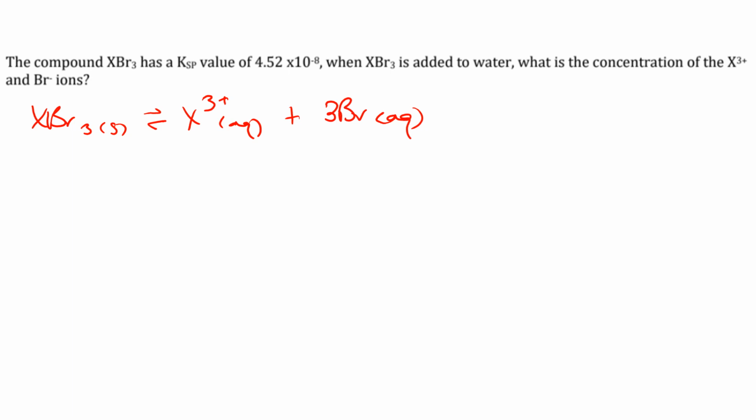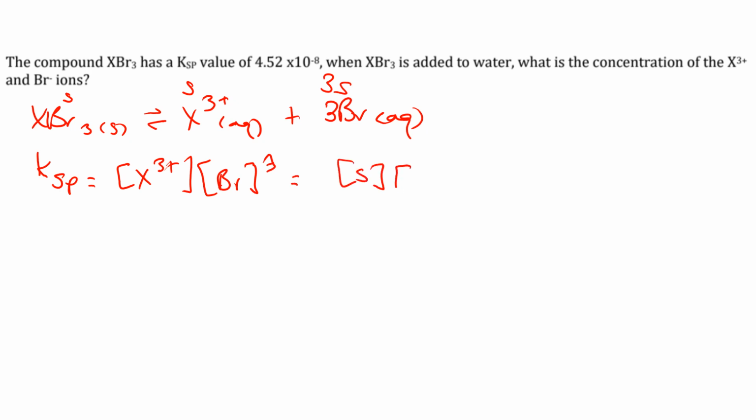Because of the ratio you get from the formula, kind of like before, this is S. We'll make this equal to S, S, and then because of the three Br's, it's 3S. So Ksp will equal [X3+] times [Br-] cubed, which equals S times (3S) cubed. That will equal 4.5 times 10 to the negative 8.